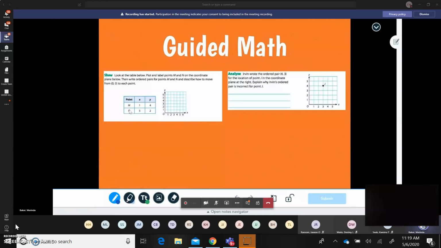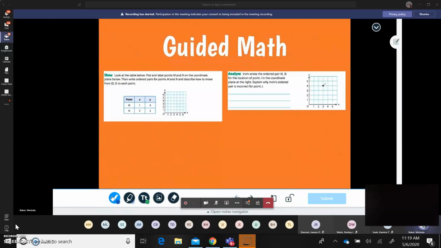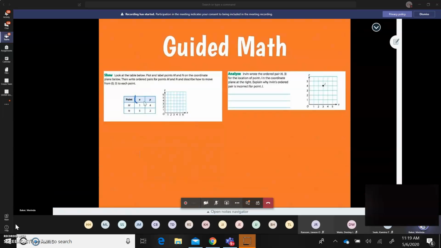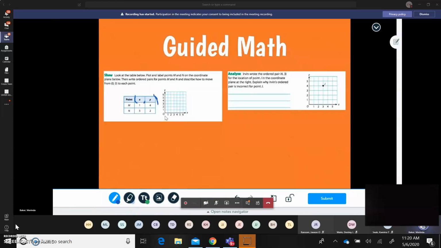because I'm going to run through and talk through how to use coordinate points. So let's use the table. We have points M and N. We have an X and a Y to represent our axes. So the X always is the first number, the Y is the second number. We move to the right along our x-axis and up along our y-axis. So we see that our first ordered pair is 1, 4.